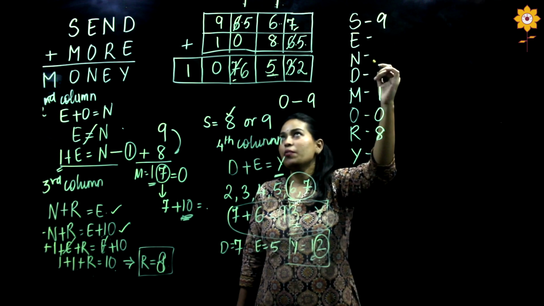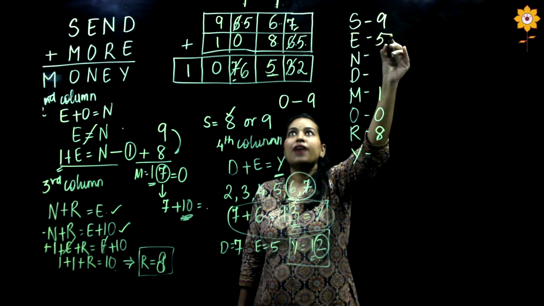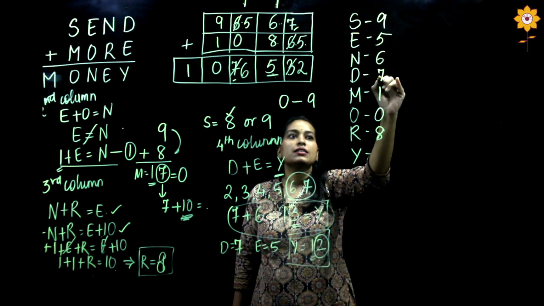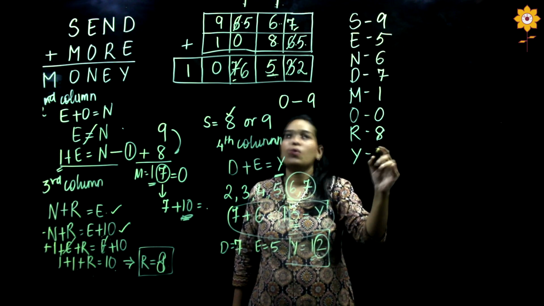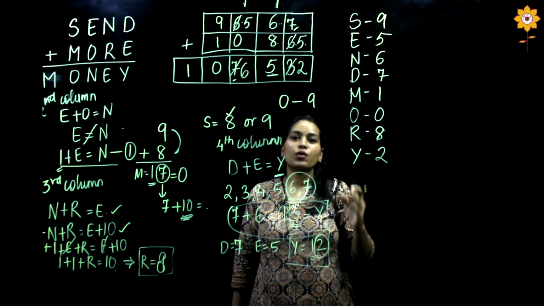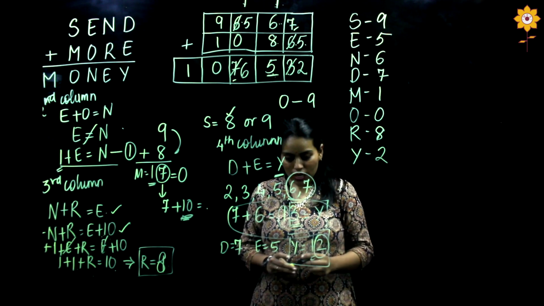Let's update this table. Value of e is 5, value of n is 6, value of d is 7 and value of y is 2. All the numbers are unique and different from 0 to 9. So we have got a solution.